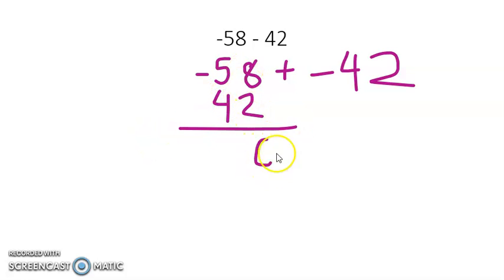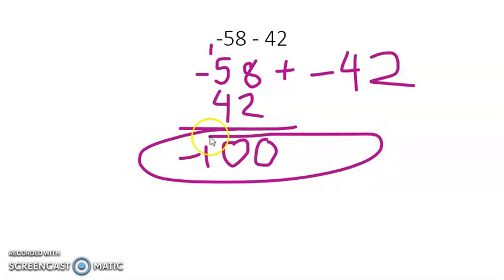8 plus 2 is 10. 5 plus 1 is 6, plus 4 is 7, 8, 9, 10. And they're both negative, so we're going to keep that negative, negative 100. That kind of looks like a heart.